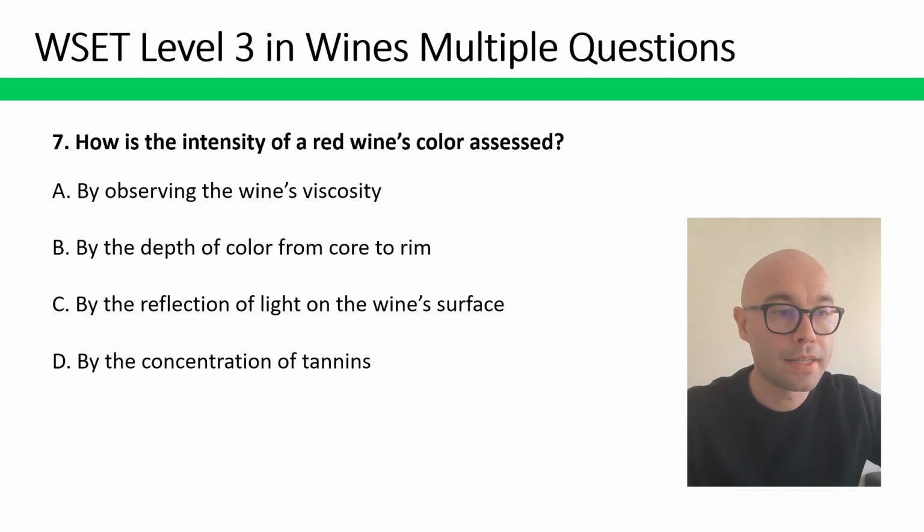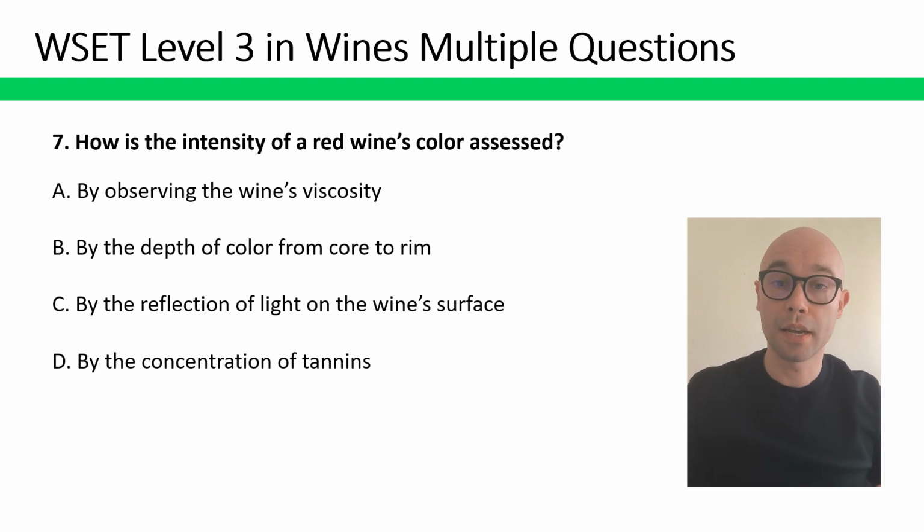How is the intensity of red wine's color assessed? By observing the wine's viscosity, by the depth of color from core to rim, by the reflection of light on the wine's surface, by the concentration of tannins. The correct answer is B, the depth of color from the rim to core.